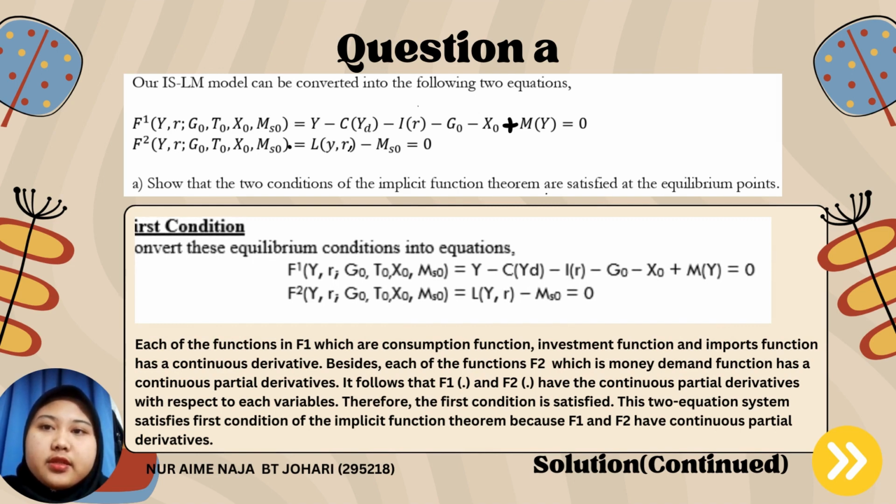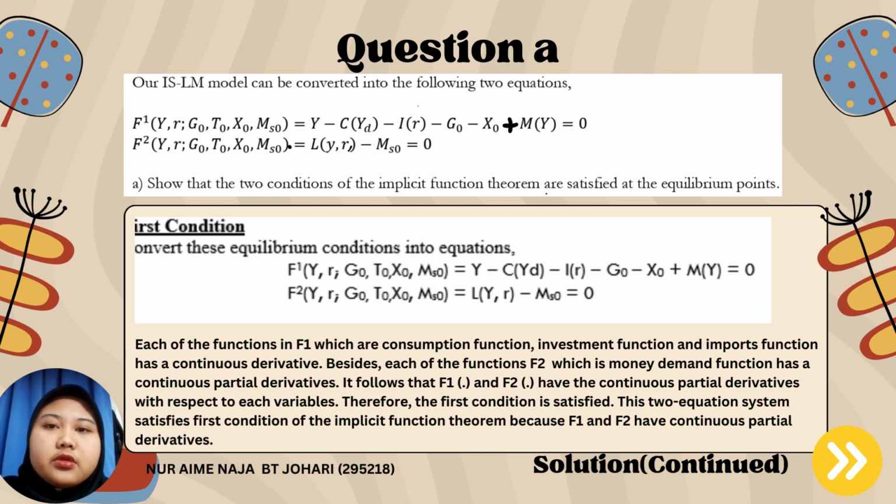For the first condition, the first step is to convert the equilibrium condition into equations. As shown in the picture, we can say that each function in f1, which is the consumption function, investment function, and import function, has a continuous derivative. Thus, we can conclude that f1 has a continuous partial derivative with respect to each variable.